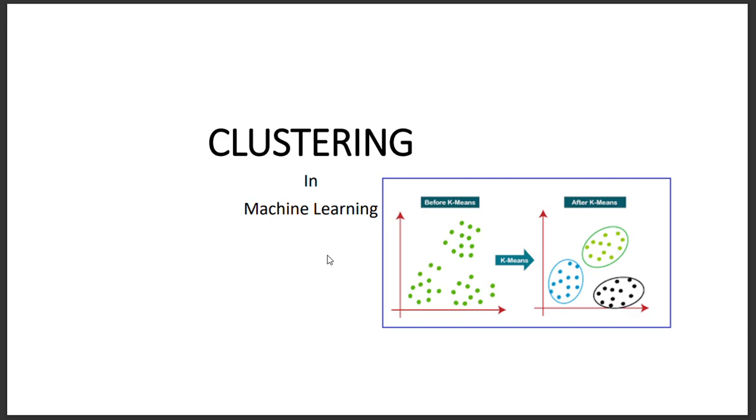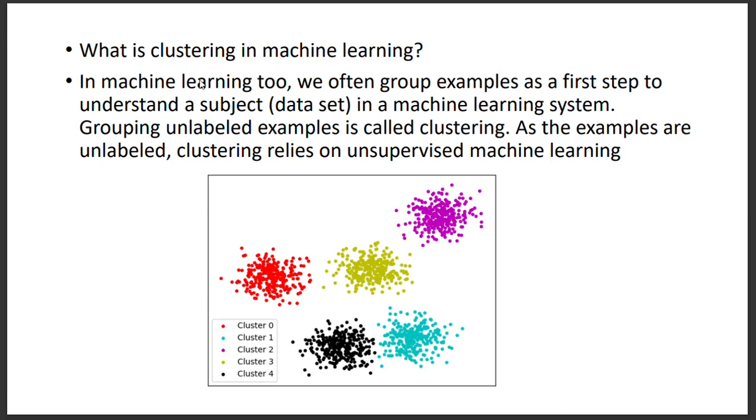In this lesson, let us learn about clustering in machine learning. What is clustering? It's grouping values depending on their characteristics, by nearest neighbor, something like algorithms. What is machine learning? Clustering in machine learning.